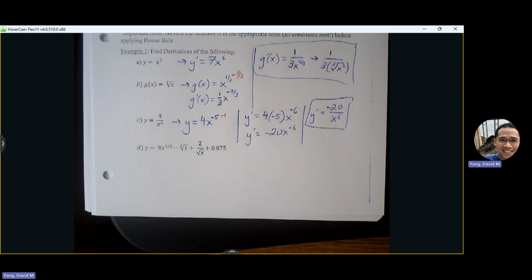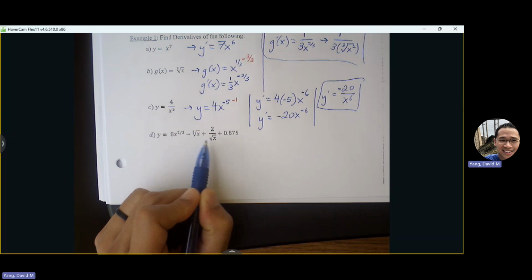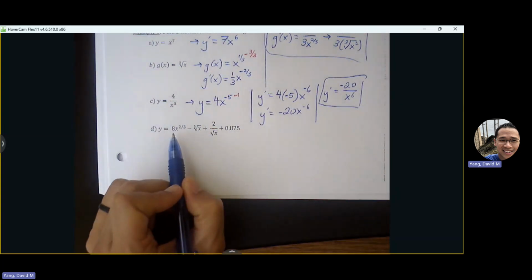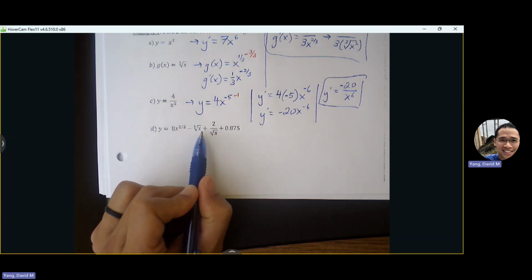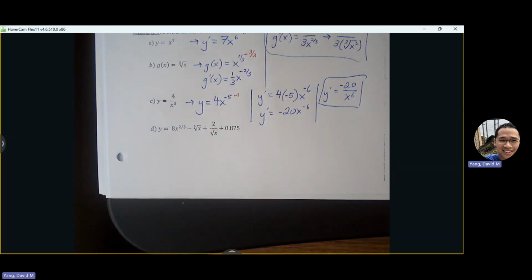Okay, part D, if you look at part D here, there are multiple terms. It looks like just one big problem, but I want us to just realize that this is really, for our power rule purposes, 4 separate problems that are separated by plus or minus. So we'll treat each problem individually, apply a power rule to each, and then after we do that, we can just merge it all together and then call that the derivative. But the issue is that not every term is ready for power rule.